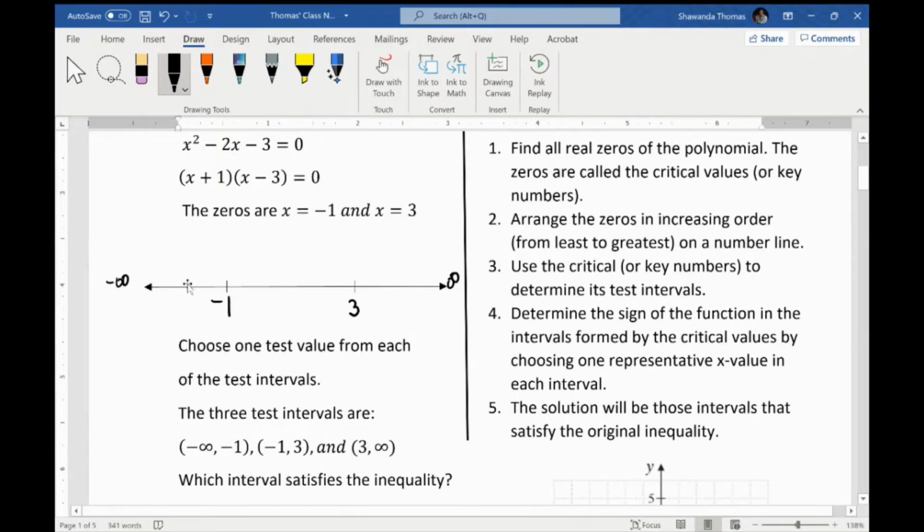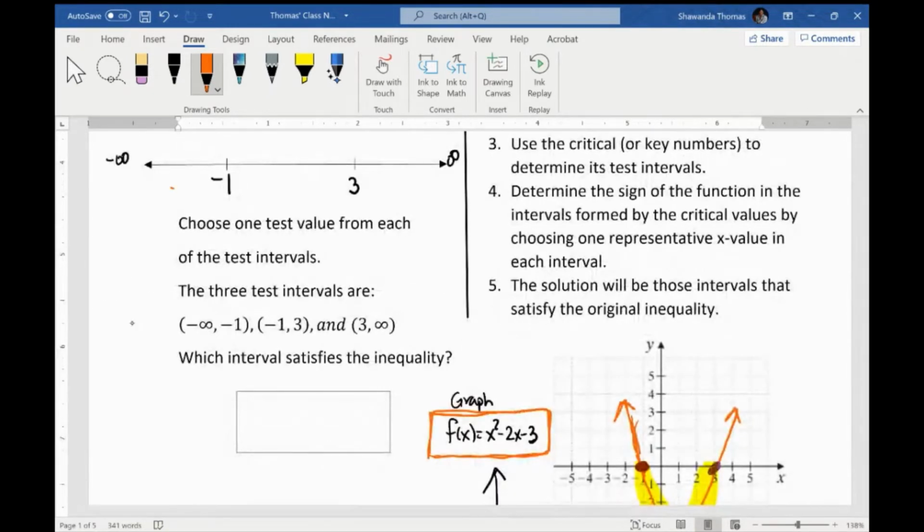We're going to test one value between negative infinity and -1. I try to choose the easiest number I can find between those two numbers. What do you want to plug in with a number that's between negative infinity and -1? Did you say 2 or -2? It would have to be a negative number between negative infinity and -1, so -2. I'm just going to write it down right there, small.